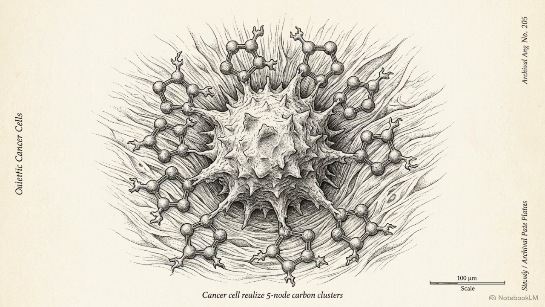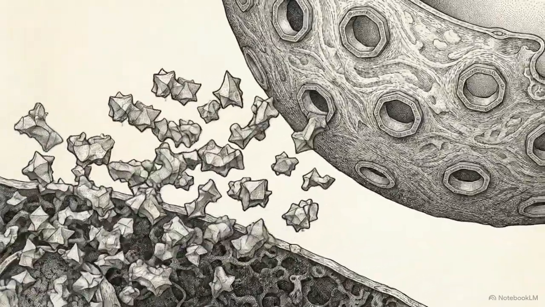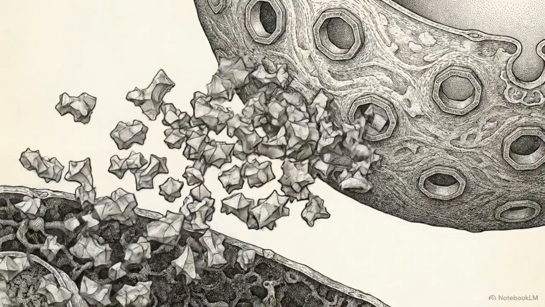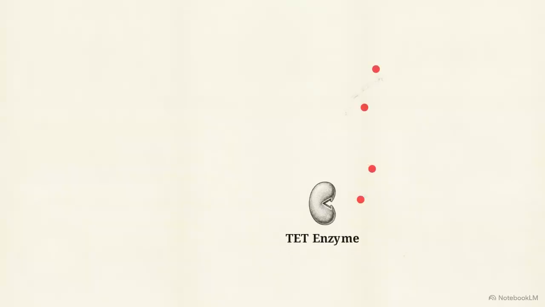2-hydroxyglutarate is an oncometabolite, a metabolic product that actively drives the formation of tumors. As this toxic oncometabolite rapidly accumulates within the mitochondrial matrix, it physically leaves the mitochondria and forcefully enters the cell nucleus. In the nucleus, it acts as a competitive inhibitor against TET enzymes.